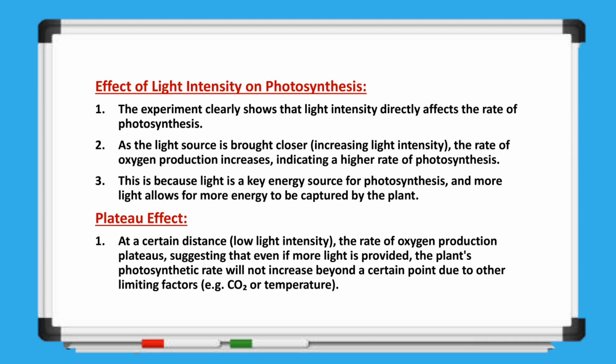However, even if we keep increasing the light, there will come a point where photosynthesis stops increasing. This is known as the plateau effect. At this point, something else becomes the limiting factor. It could be the carbon dioxide level, or the temperature, or even the plant's internal systems.